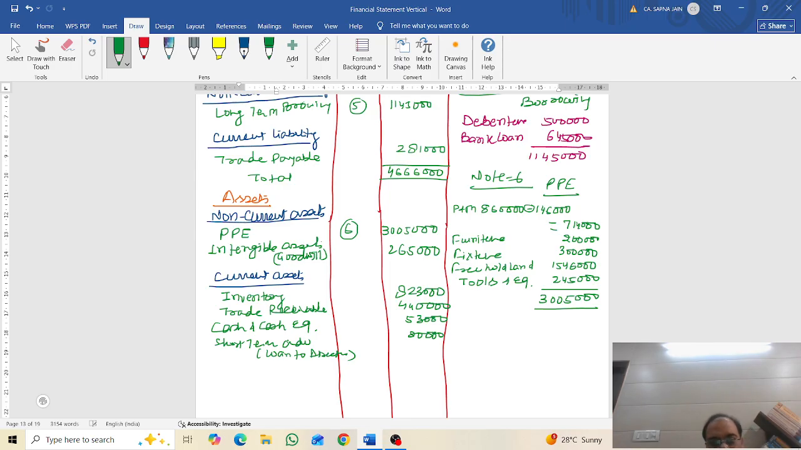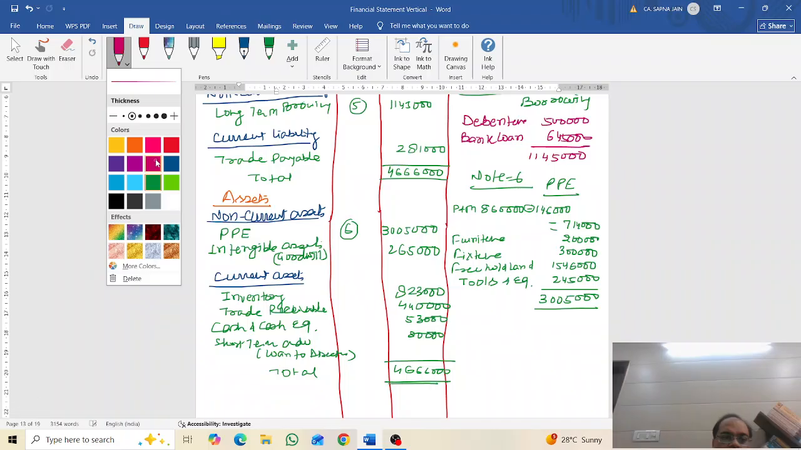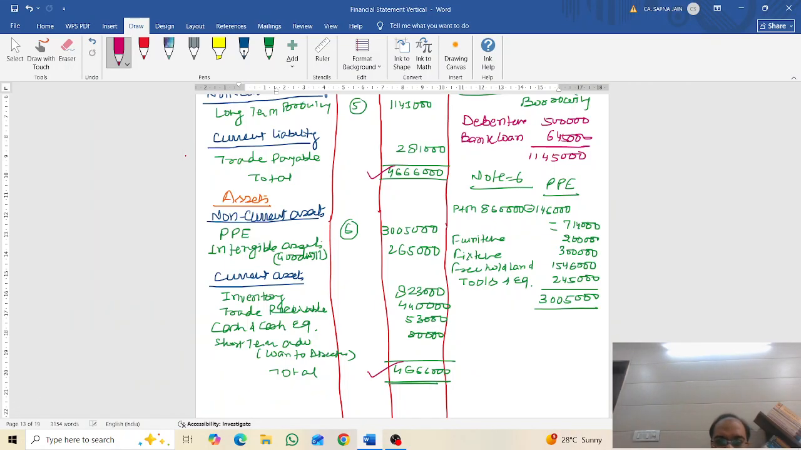Now write down all the figures in the profit and loss account and balance sheet. Now make the total. The total is 46,66,000. So the total of the asset side and the total of the liability side are equal. So this is the balance sheet without adjustment.